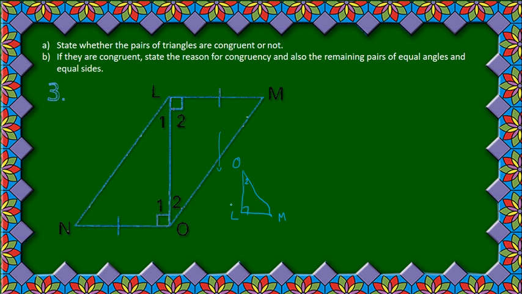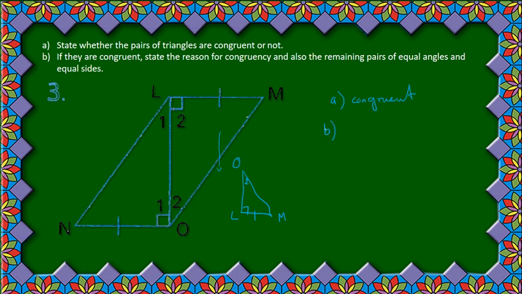Now, this is like a mirror image of this triangle LNO. And we know that this side over here, LM, is equal to NO. So we have a common side. We've got these two sides that are equal, and then we have these two angles which are equal. So there we have three reasons for them to be equal, and then we can state that they are congruent.